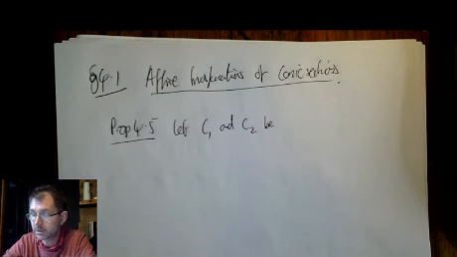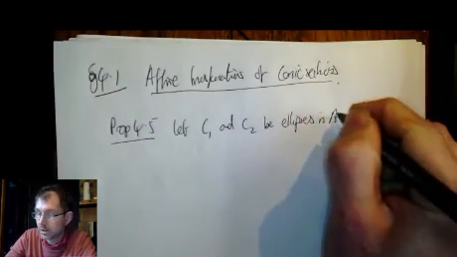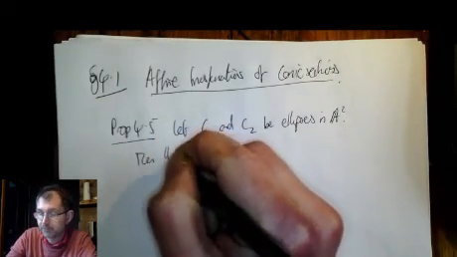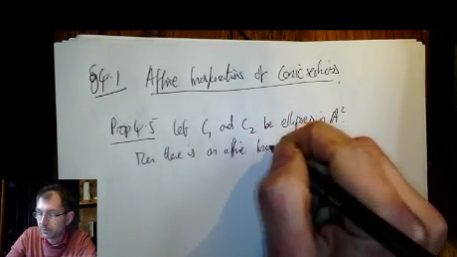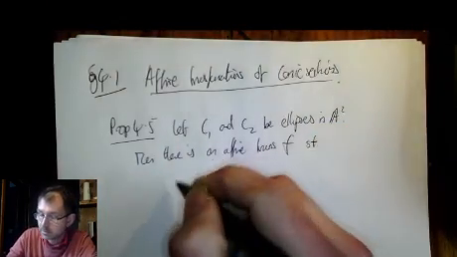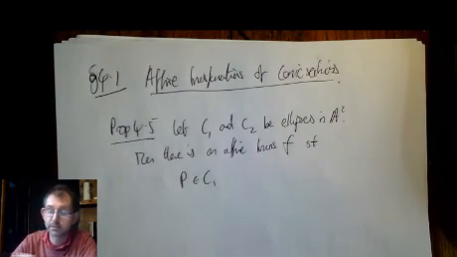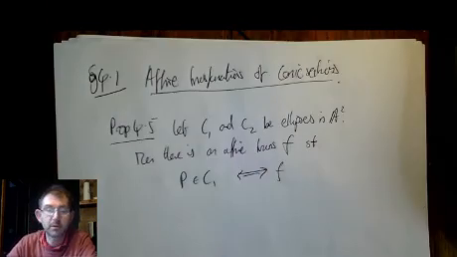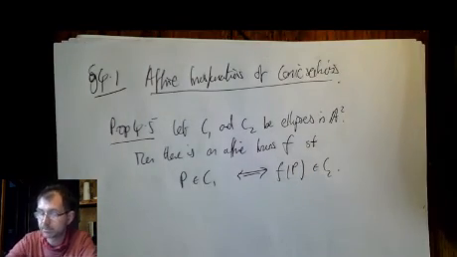So we're going to let C1 and C2 be ellipses in A squared. Then there is an affine transformation F such that a point P is in the first ellipse if and only if the image of the point under F is in the second ellipse.